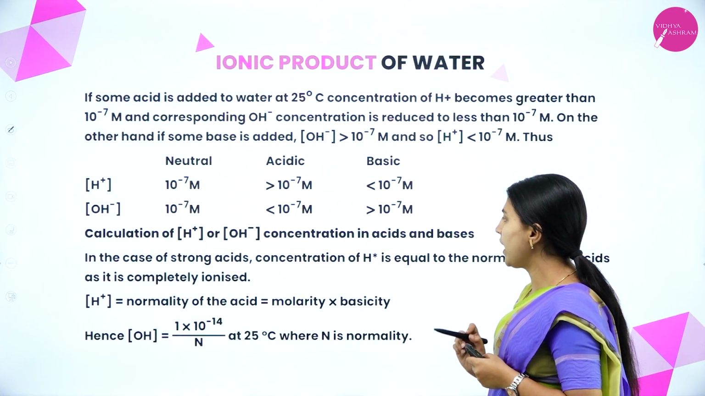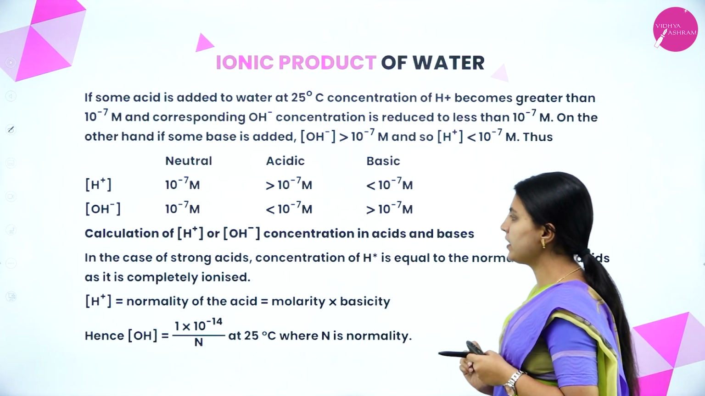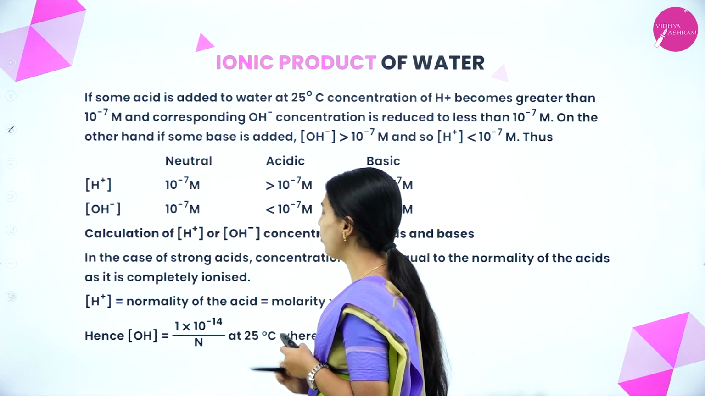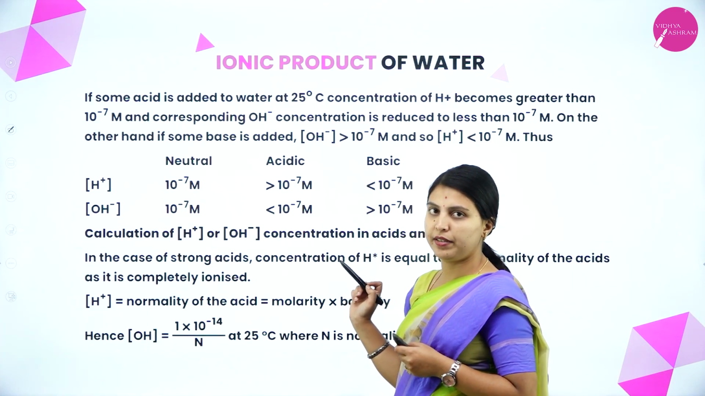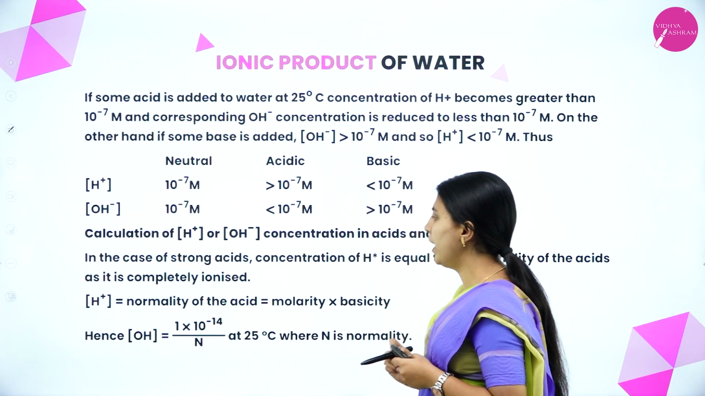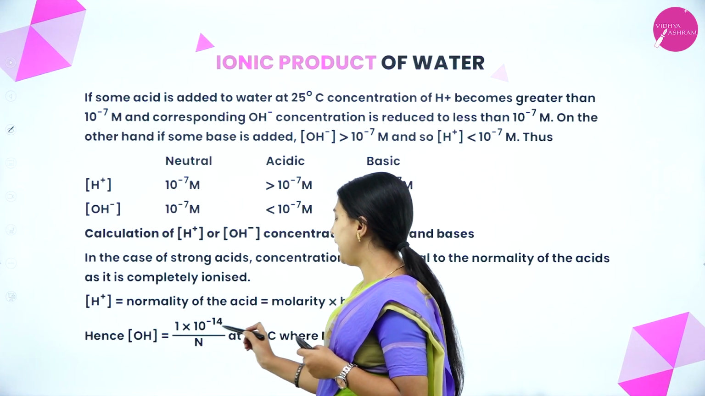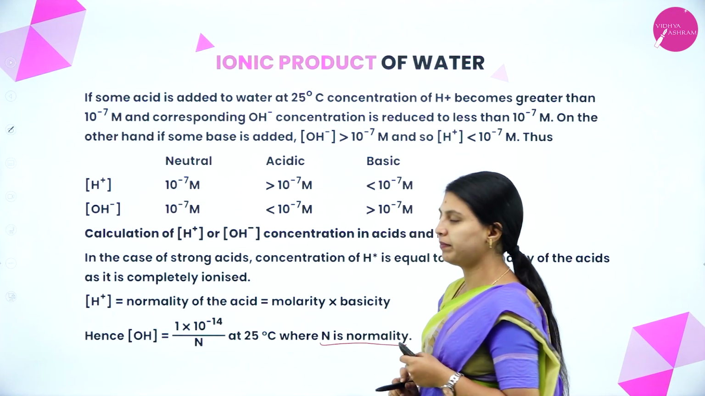Concentration of H plus or OH minus in acids and bases. In the case of a strong acid, concentration of H plus is equal to the normality of the acid, as it is completely ionized. Concentration of H plus equals normality of the acid, equal to molarity into basicity. Okay, this is the formula. Hence, OH minus will be equal to 1 into 10 to the power of minus 14 by N at 25 degrees Celsius, where N is normality.